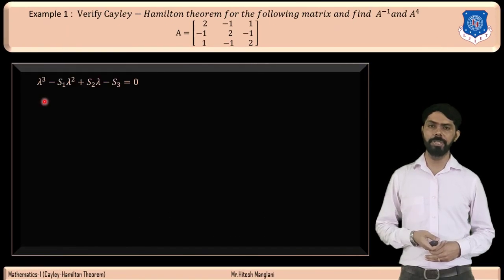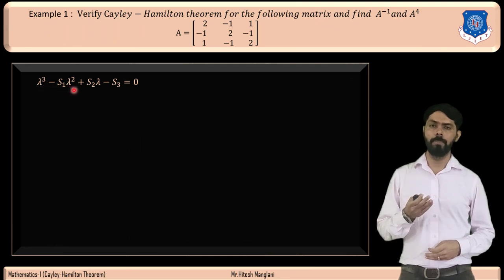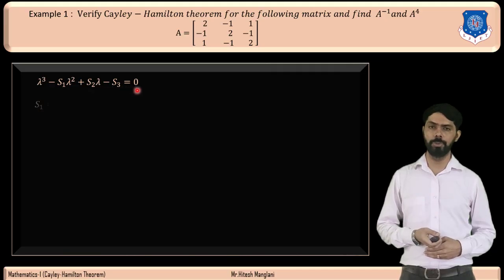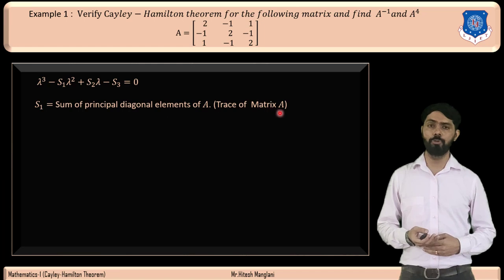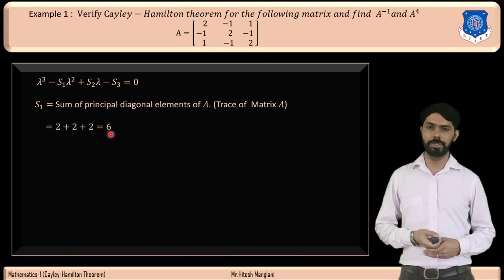Now the characteristic equation for a matrix of order 3 is given by lambda cube minus s1 lambda square plus s2 lambda minus s3 equal to 0, where s1 is the sum of principal diagonal elements of A, which is also called the trace of matrix A. So here the sum of principal diagonal elements will be 2 plus 2 plus 2, so it will be 6. Therefore the value of s1 is 6.